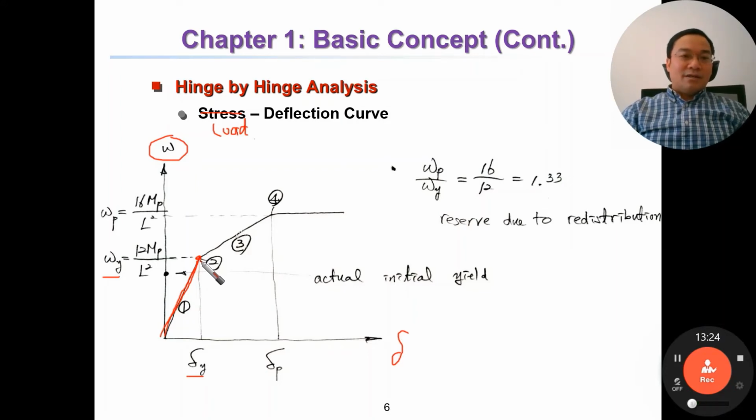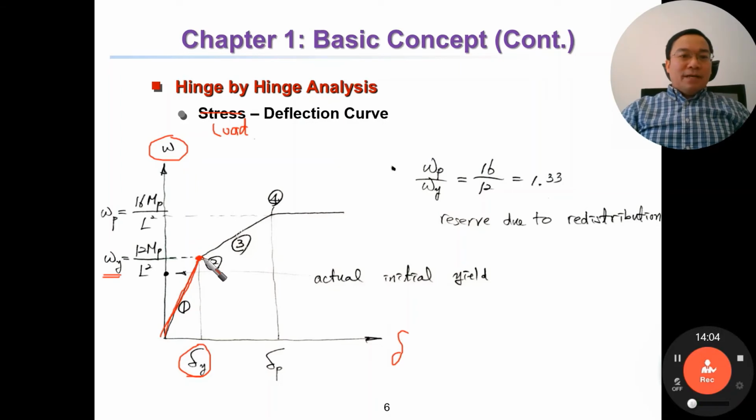At this state, the first plastic hinge occurs, right? And corresponding to this point, the elastic limit load Wy equal to 12 Mp over L squared. And the corresponding deflection is delta y.